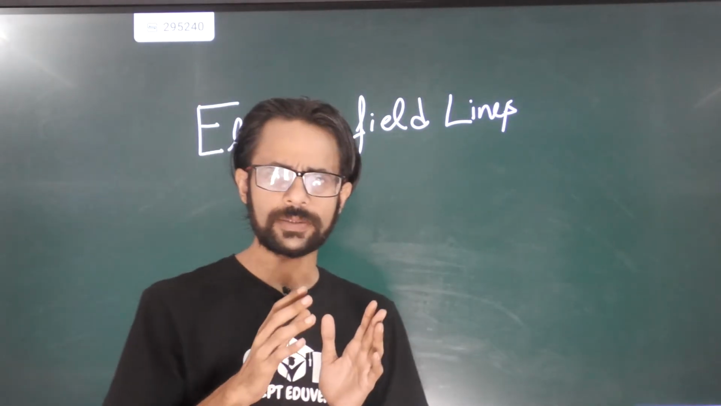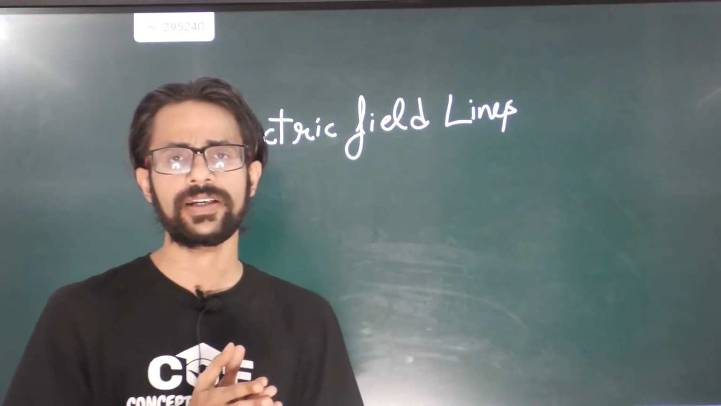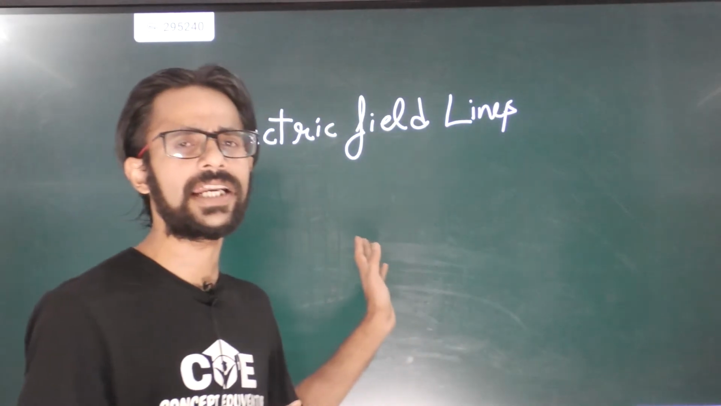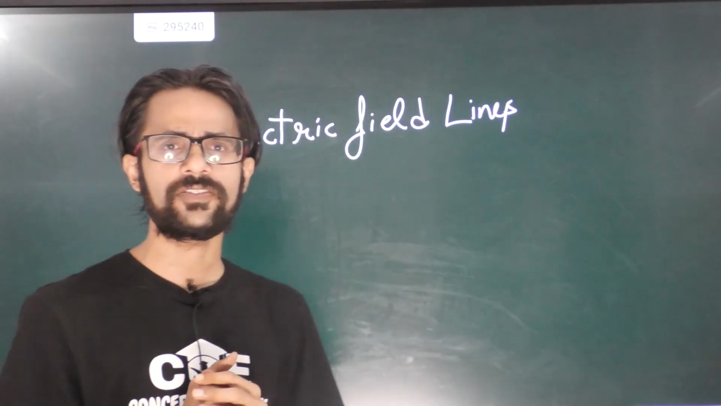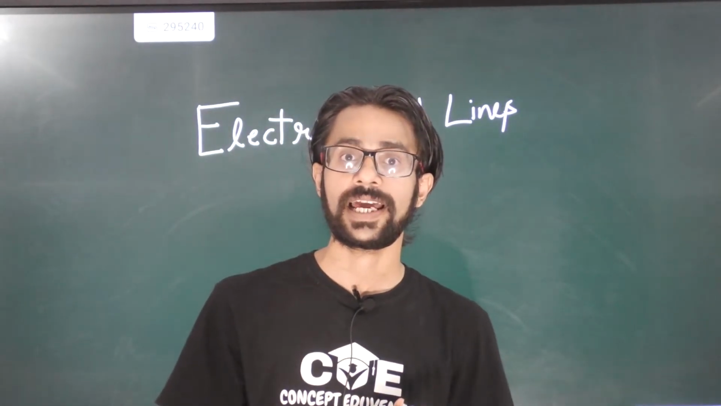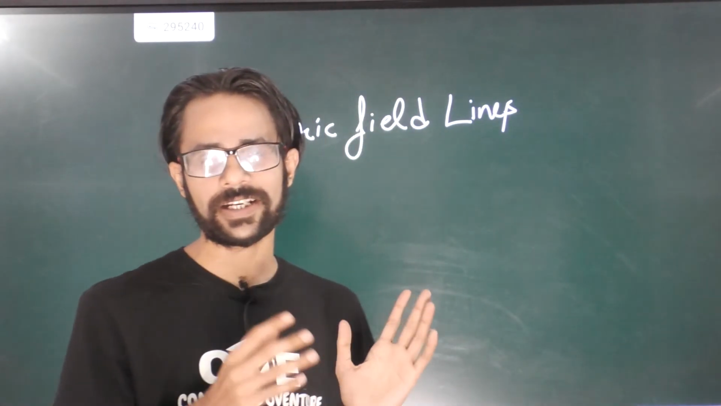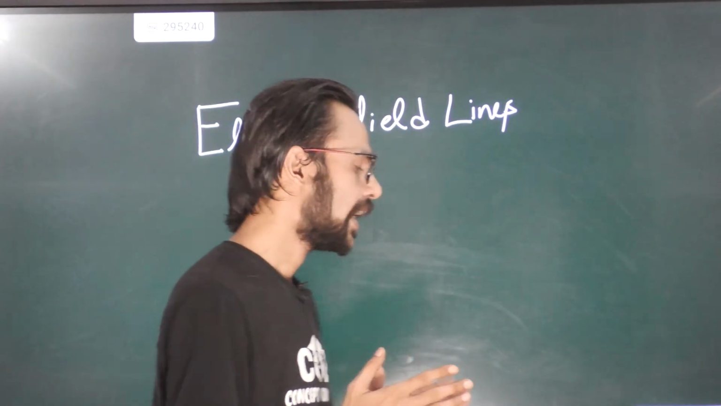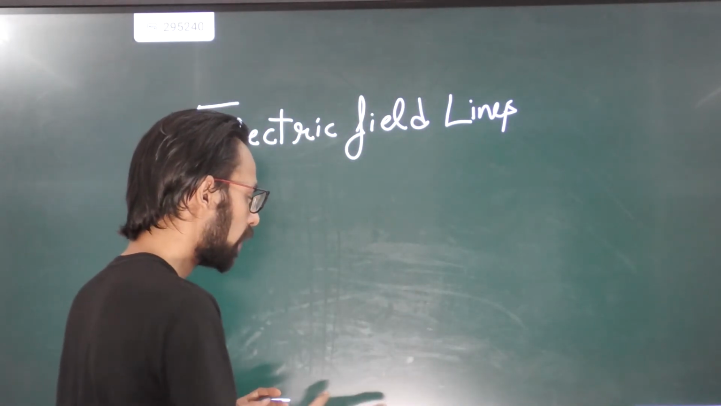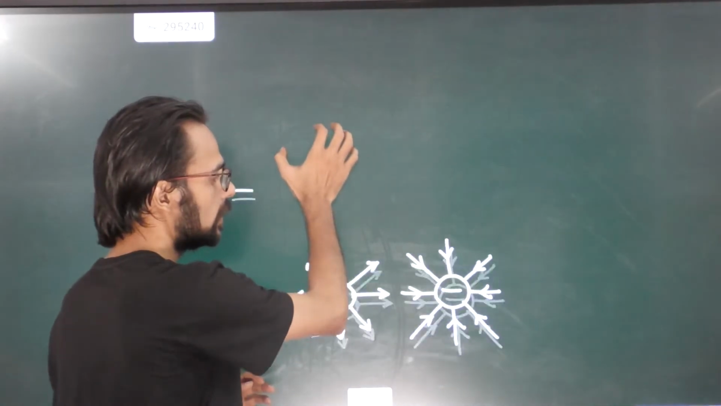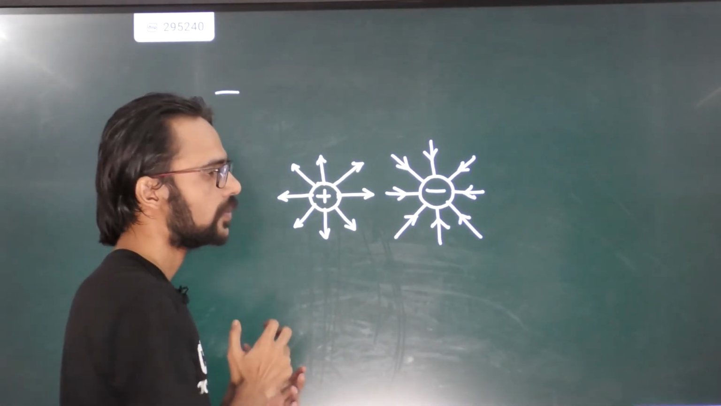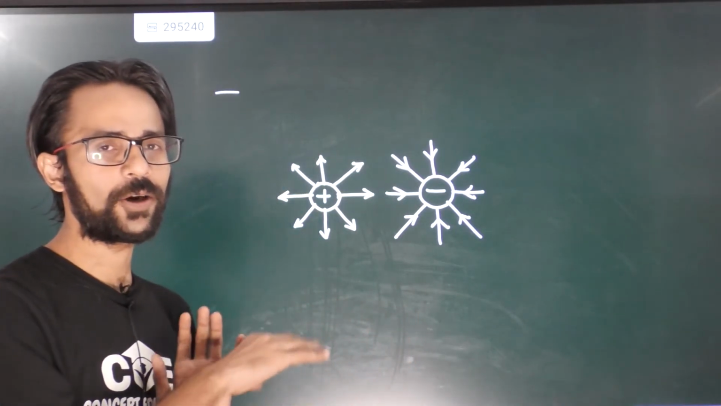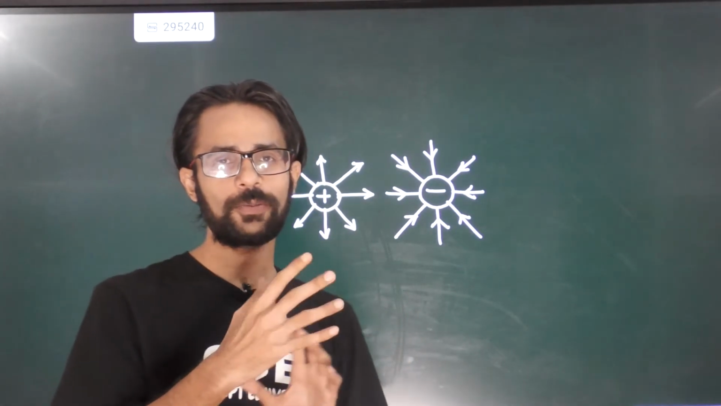There are some basic assumptions for making electric field lines. Another name for electric field line is electric line of force, so they are the same thing. When I say a geometrical method, there should be a certain set of rules in order to make the geometry.